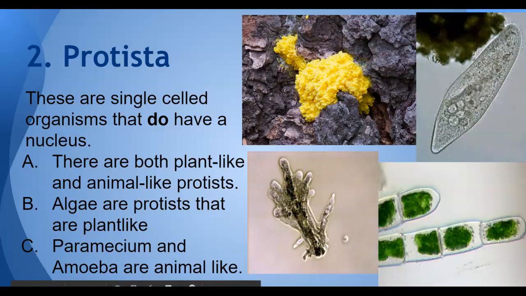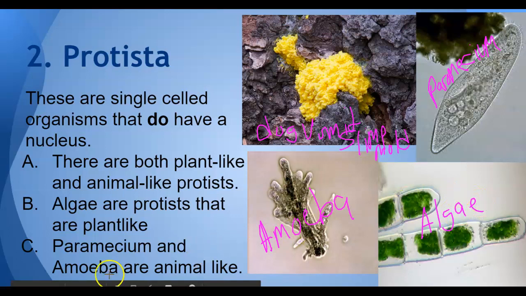So we'll just label these out real quick so you know what these are. This is dog vomit slime mold. This is a paramecium. That is a protozoan, or first animal. They move around and find food. This is an amoeba. And this is just plain old algae. But all of these are in the kingdom Protista.